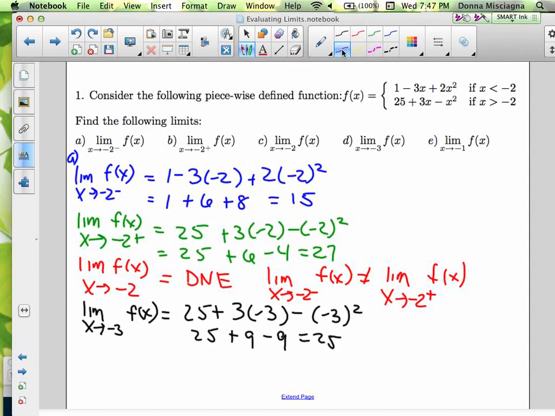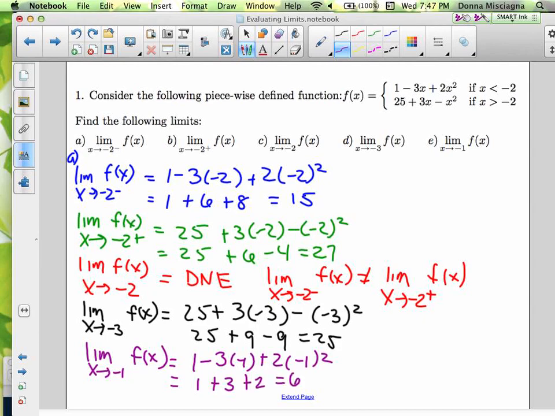So now we have the last one, which is -1. The limit as x approaches -1 of f of x. All right, so we just plug in now to the less than. 1 minus 3 times -1 plus 2 times -1 squared. That's going to be 1 plus 3 plus 2, so that's going to be 6.